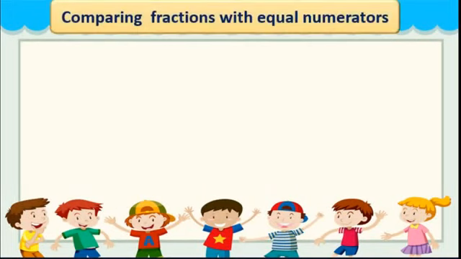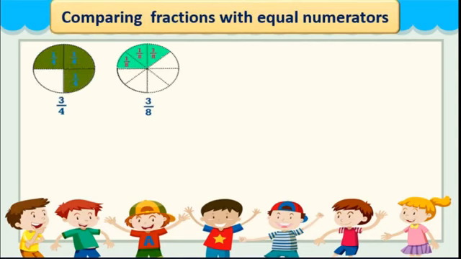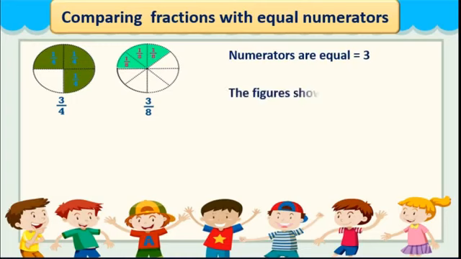Comparing fractions with equal numerators. Okay. Now observe these two pictures. The first one is 3 upon 4 and the second one is 3 upon 8. Here the numerators are equal, that is 3. Observe carefully, dear students: the colored part in the first figure, 3 upon 4, is more than the second figure, 3 upon 8. So the figure shows that 3 upon 4 has a larger colored part than 3 upon 8.